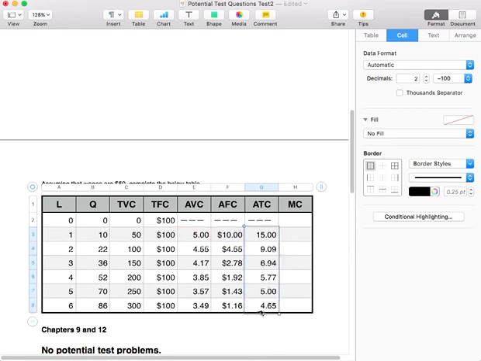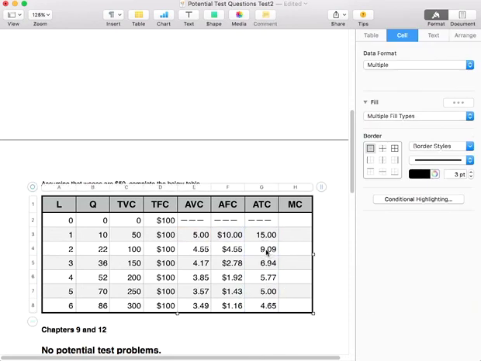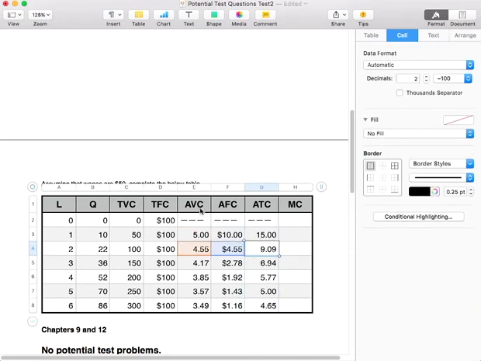Now I can copy that formula straight down. So this here is just average variable cost and average fixed cost added together. So we get 9.90. Do the same here for a quantity of 36. Average variable cost is equal to 4.17. Average fixed cost is equal to 2.78. Add those together, we get 6.94. And we do that across the following rows.